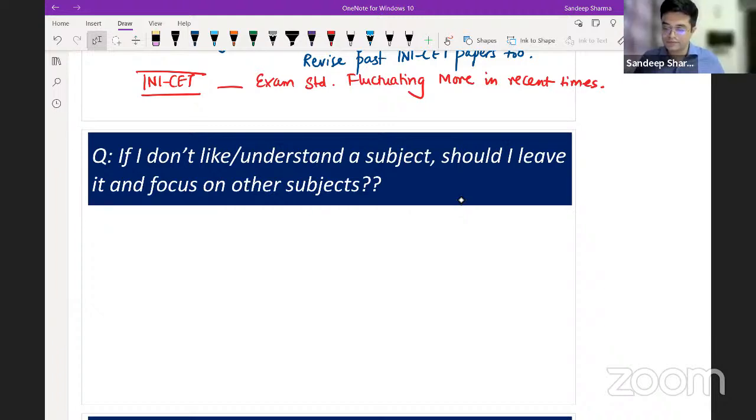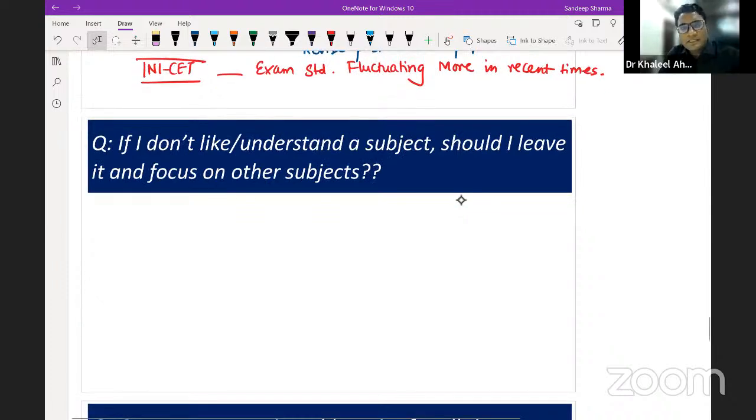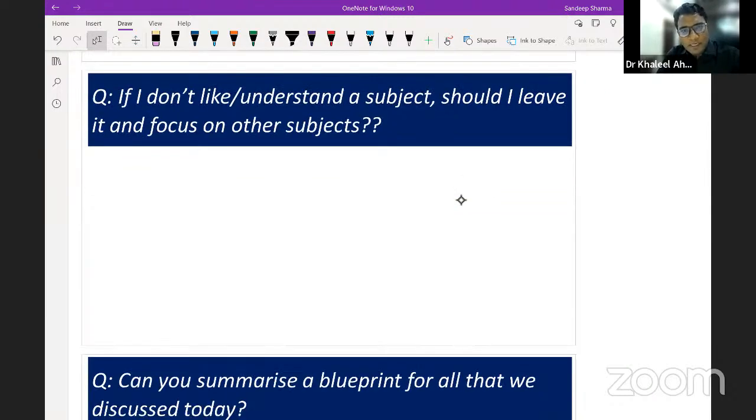Yeah. First thing I would say is, we don't like a subject because we don't understand the subject well. So first, work on understanding the subject. The liking will automatically come. Try to understand what concept is being discussed, what they are trying to tell you. Once you understand a subject, it is much easier to remember and retain it. So first, the core is to understand what is being told, and then the liking will automatically come.